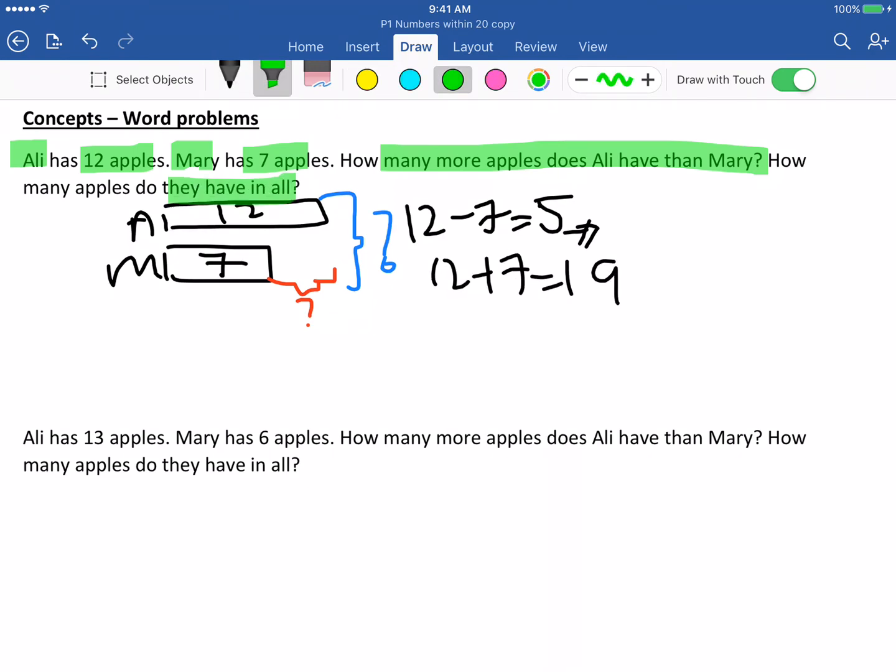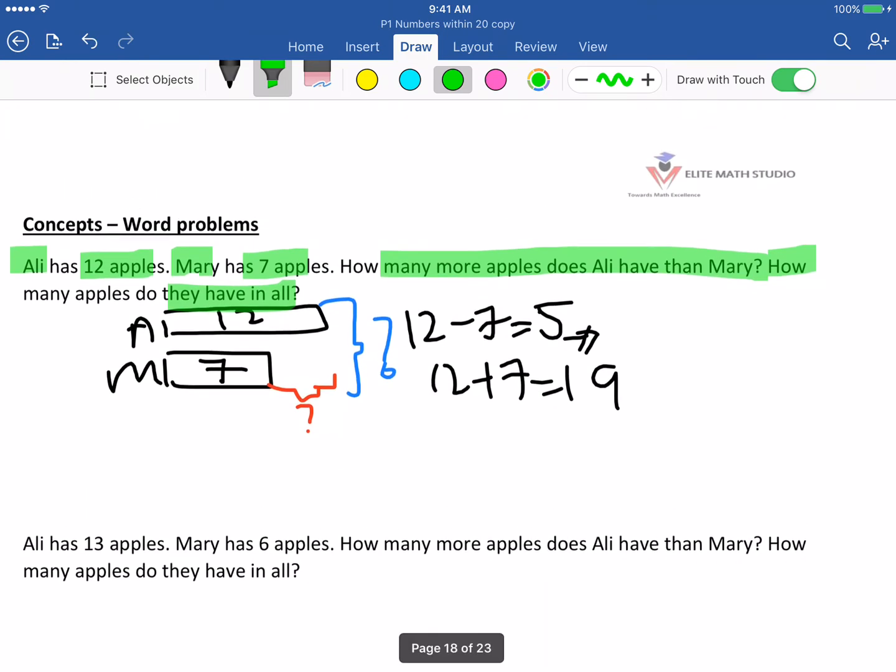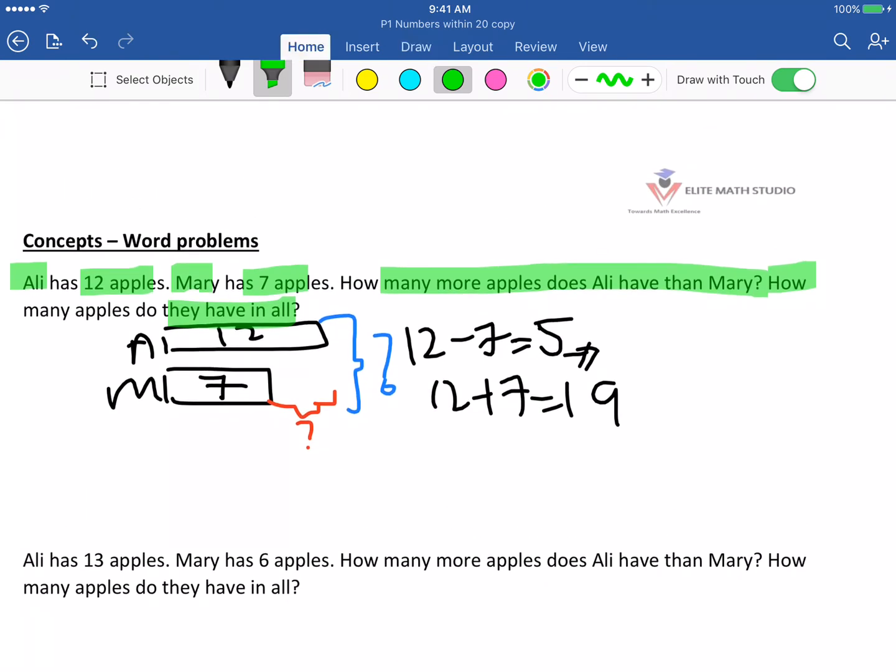That's how you solve these two parts. Okay, I think model drawing is very important. So just draw the model. It will better represent the question.